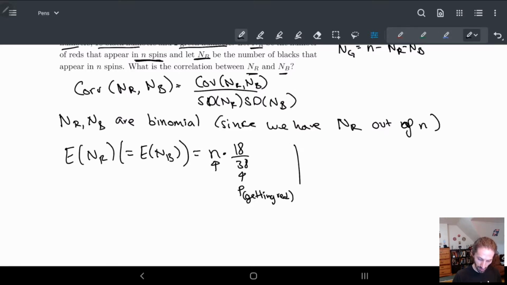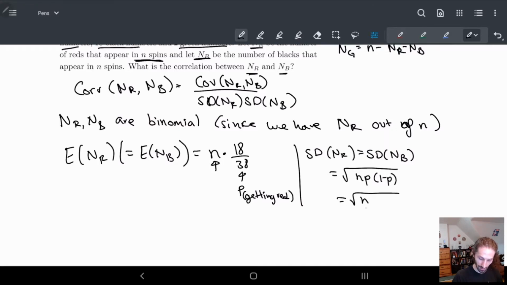And what's the standard deviation? Well, we've gone over this as well. If you remember, in this case, it's the square root of np(1 minus p). So really what we have is n times 18 over 38 times 20 over 38. And you should be able to notice that these are the same for NB and NR. So really what we have is n times 18 times 20 over 38 squared. Okay, cool. So we have this.